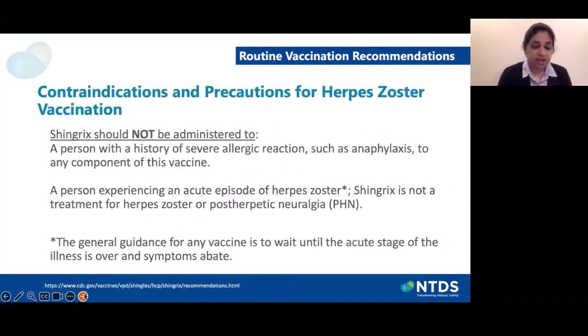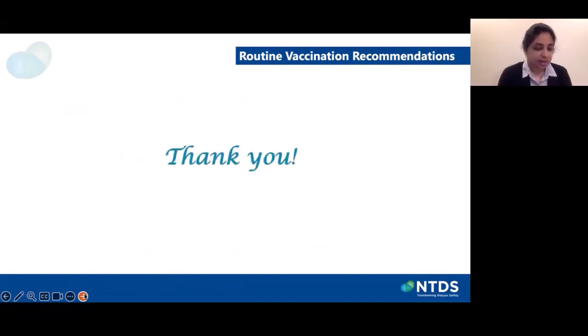Zoster vaccine should not be administered to a person with a history of severe allergic reaction, such as anaphylaxis, to any component of this vaccine, and anyone experiencing an acute episode of herpes zoster. The general guideline for any vaccine is to wait until the acute stage of the illness is over and symptoms abate. As a final reminder, it is important to recognize that vaccination recommendations are periodically revised. Please refer to the latest CDC and the Advisory Committee on Immunization Practices recommendations for timely guidance.